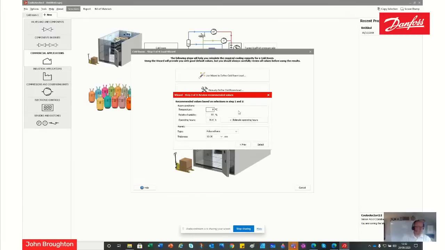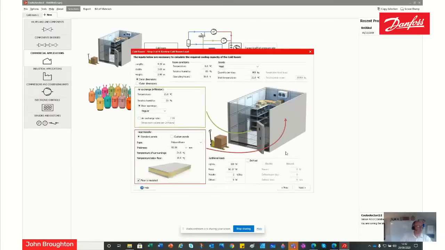Humidity 85, so let's do an estimate of the operating hours again. So 16 hours per day, polyurethane 50 mil. Do a selection and we get our information. Same thing, all the data that we have inputted before. We've got the length, width, height, room conditions, meat. As I said, that's the closest we can get to at the moment.